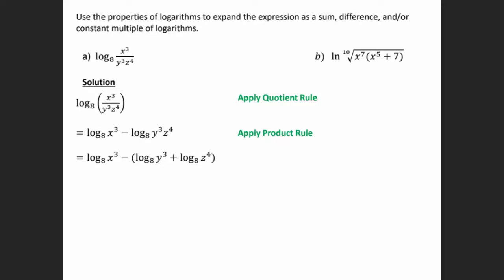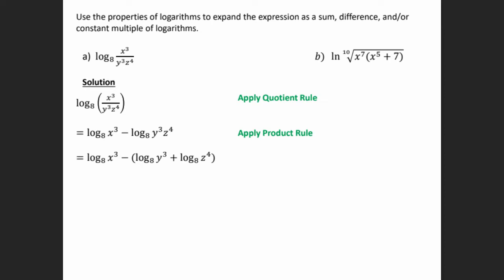The right side is a product rule. That means that I have two things that are being multiplied to each other. Then I would add log base 8 of y cubed plus log base 8 of z to the fourth. Now, when you have a subtraction on the right, and I'm expanding, we have to use parentheses because we have to follow the rules of order of operations. So when you're subtracting and you're needing to do more stuff on the right side, please use parentheses.